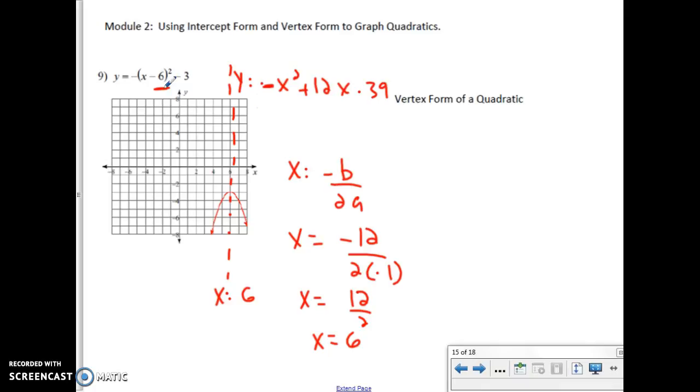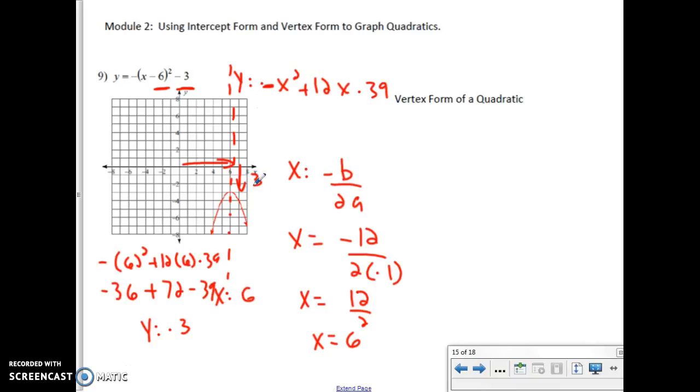Now, the y value, let's think about that. If I plug 6 into this equation, I get negative 36 plus 72 minus 39. If I look at all that, you know what I get? I get a y value of negative 3, which looks like it's this right there. So it looks like this equation is telling me that I'm going to the right 6. If you guys remember, I'm shifting to the right 6 and going down 3. So your vertex is 6, negative 3.